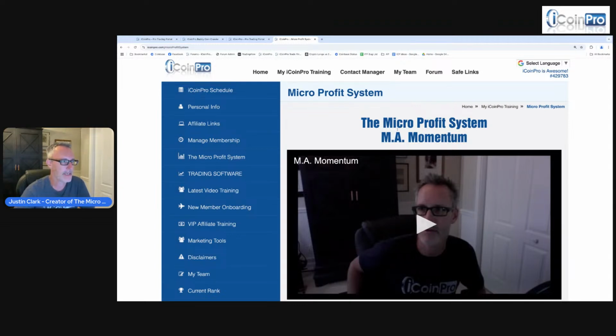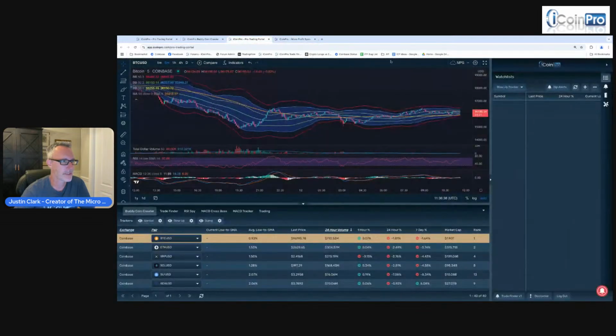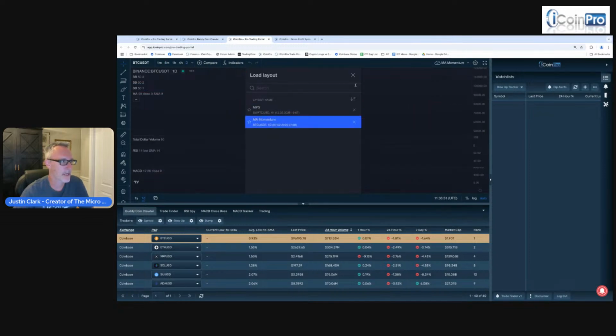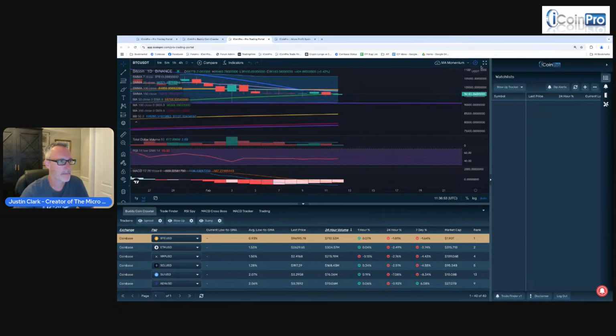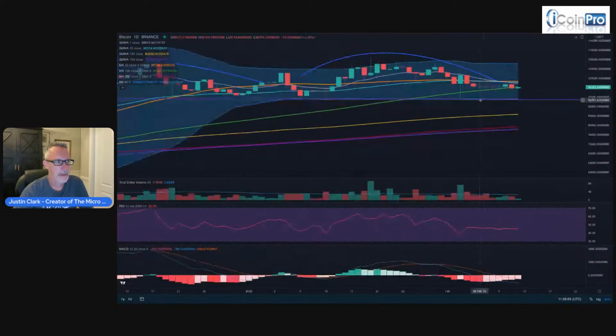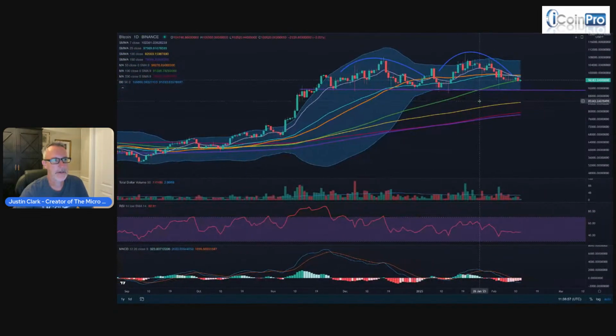And that is a chart which gives us kind of an eagle eye view of the asset that we're looking at. In this case, we're going to look at Bitcoin. So to get into the MA Momentum chart setup in our software, you click on Load Chart Layout, click on MA Momentum, and you're there. So let's take a look at what is going on this morning.